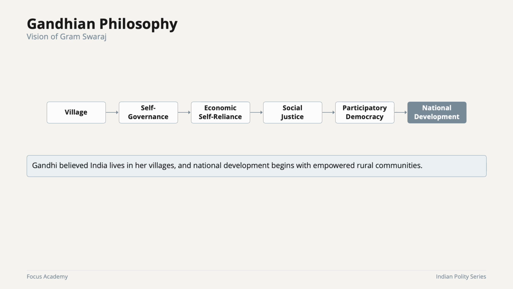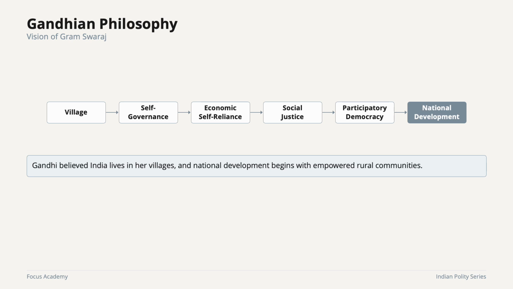which means they need to have their own source of production, wherein they can rely on their own village for sustenance, and which brings about social justice and participatory democracy, in which the members of the village participate, just in the same way that the Gram Sabha is the entire village. They participate in the election of the Gram Panchayat, and in this way, there will be national development. That's what the Gandhian philosophy is about.